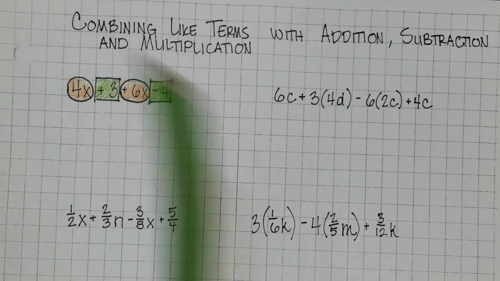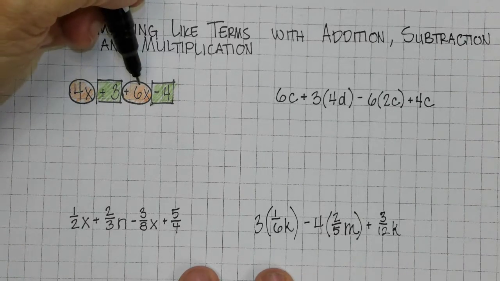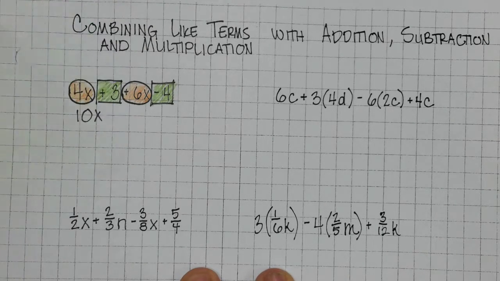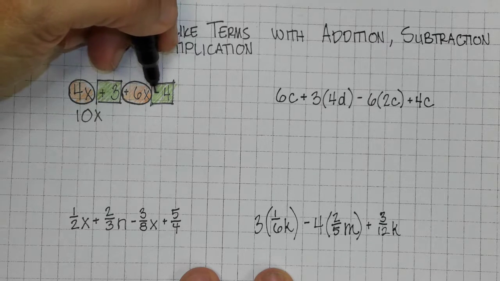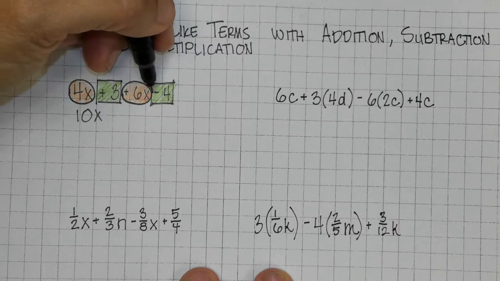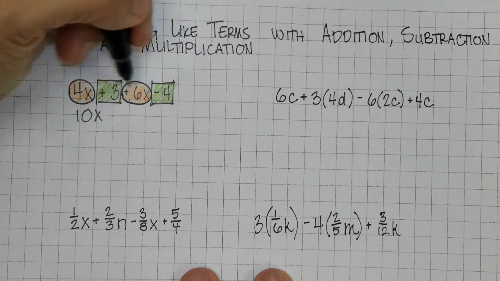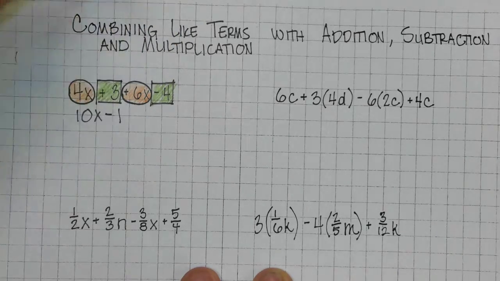And so now we can see that we are combining the things that have the x's and then combining just the numbers themselves. I've got 4 x's and I have 6 x's, so I've got 10x. I have 3 and I'm going to subtract 4, and that's why I included that sign there. And each one of these you see that the operation that is right in front of it is included. 3, and I'm going to take away 4, and that's going to be minus 1.